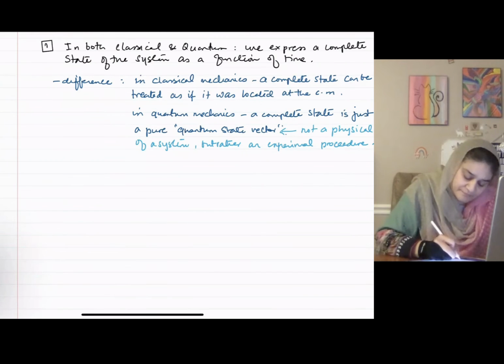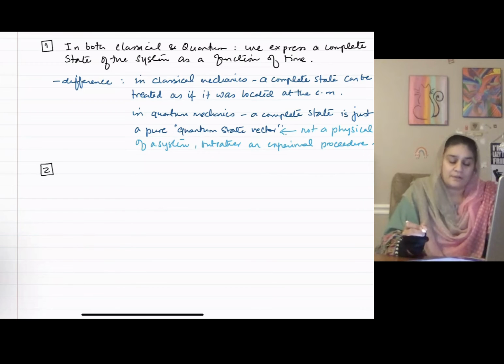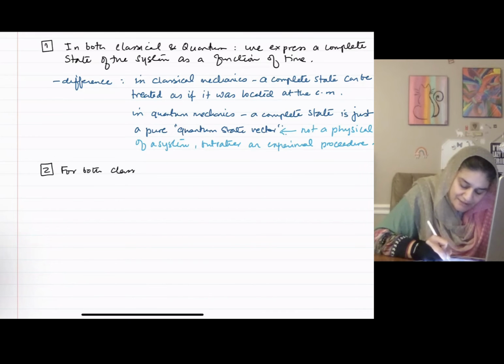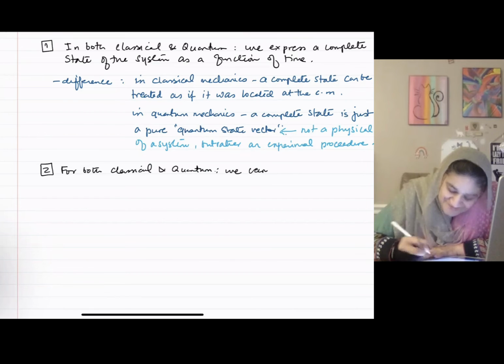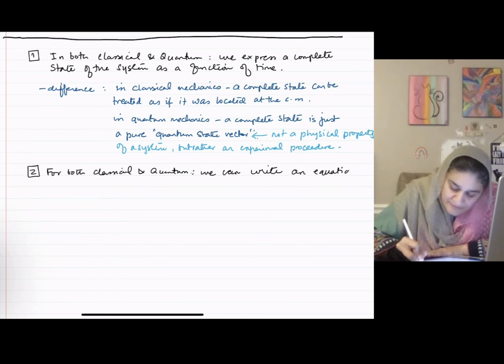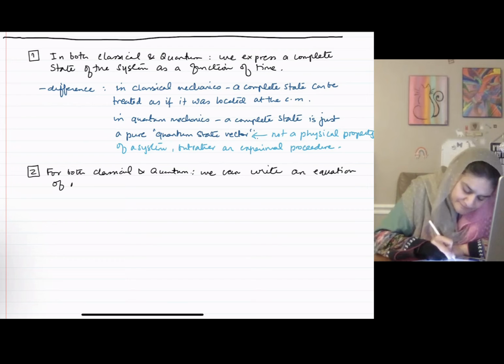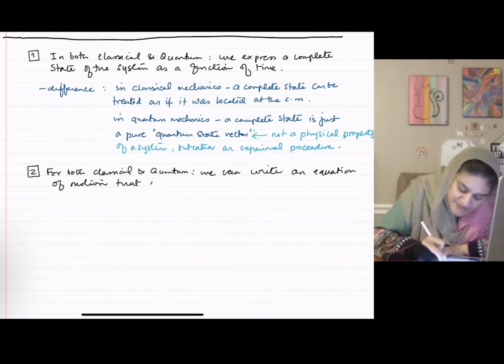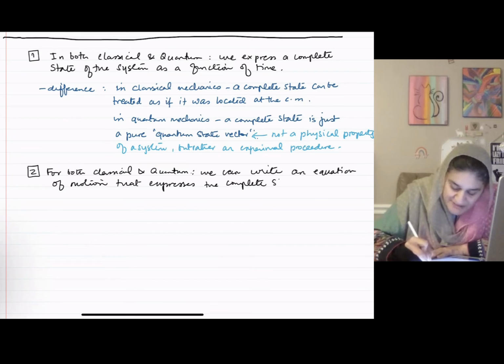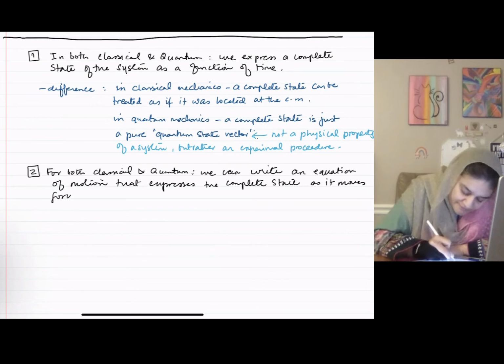Number 2. So the similarity is that for both classical and quantum mechanics, we can write an equation of motion that expresses the complete state as it moves forward in time.